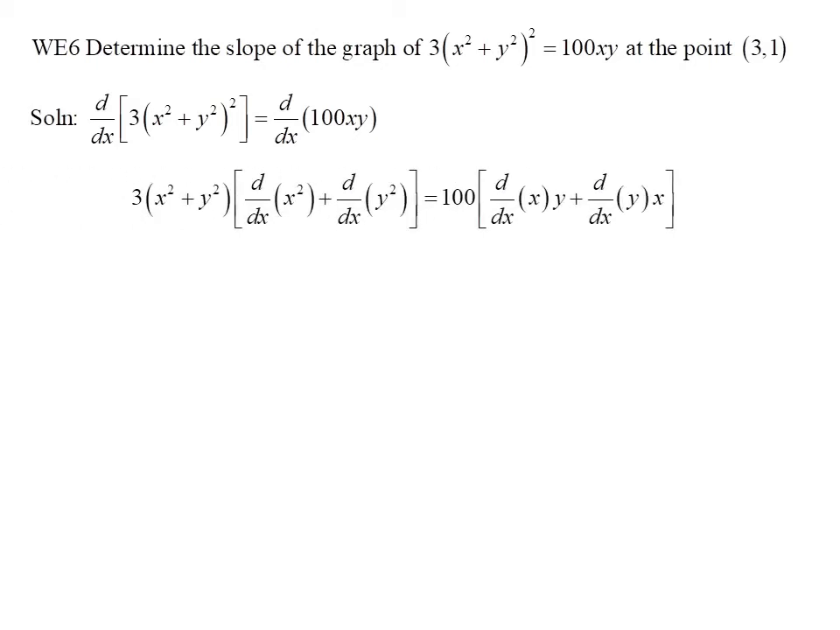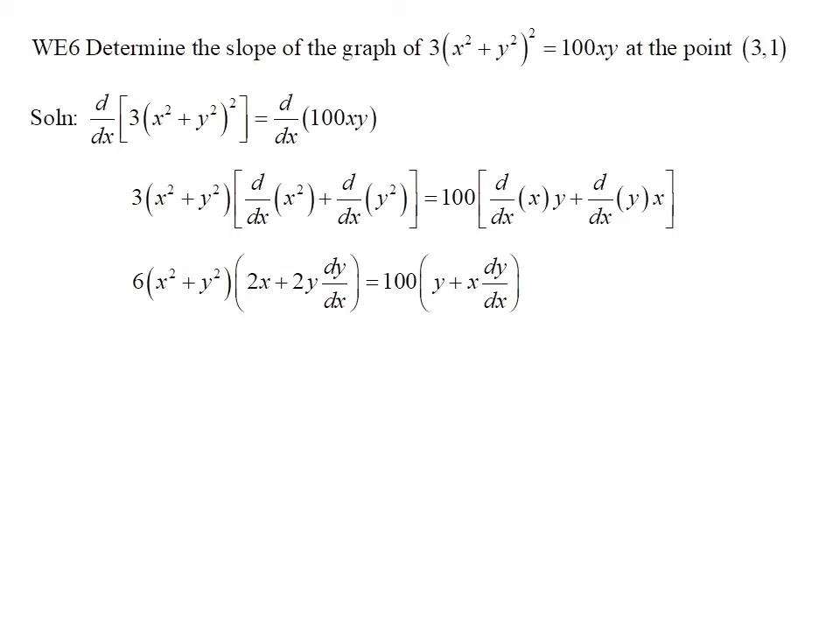Hence 3 times (x squared plus y squared) times (dx squared by dx plus dy squared by dx) equals 100 times (dx by dx times y plus dy by dx times x). After working out the derivatives, it becomes 6 times (x squared plus y squared) times (2x plus 2y times dy by dx) equals 100 times (y plus x times dy by dx).